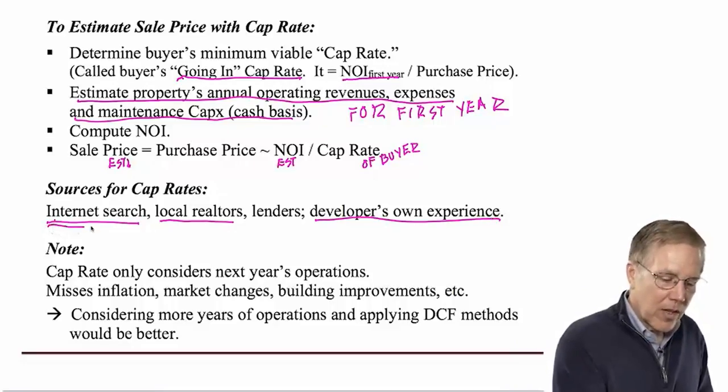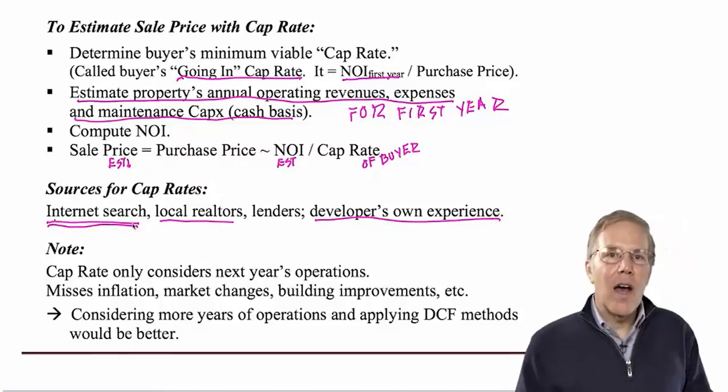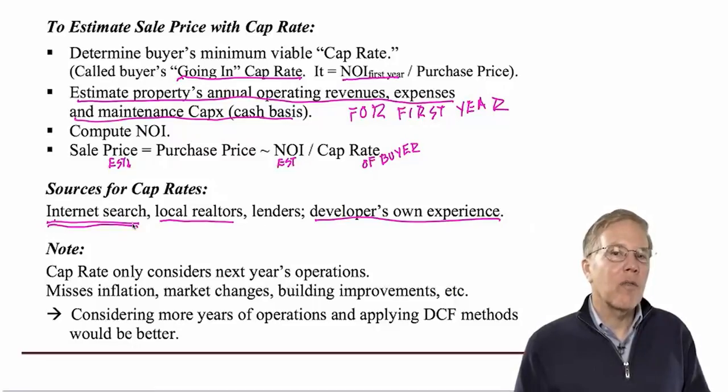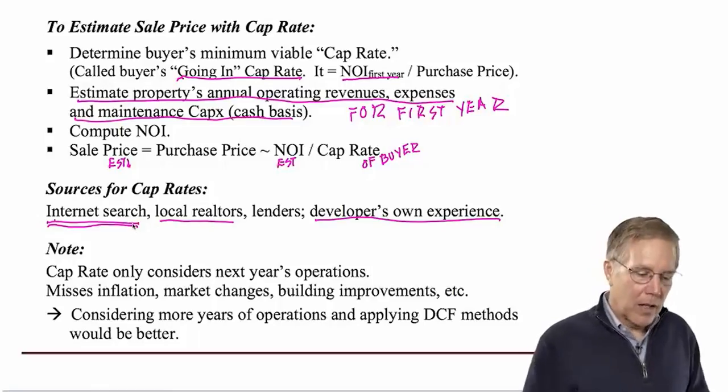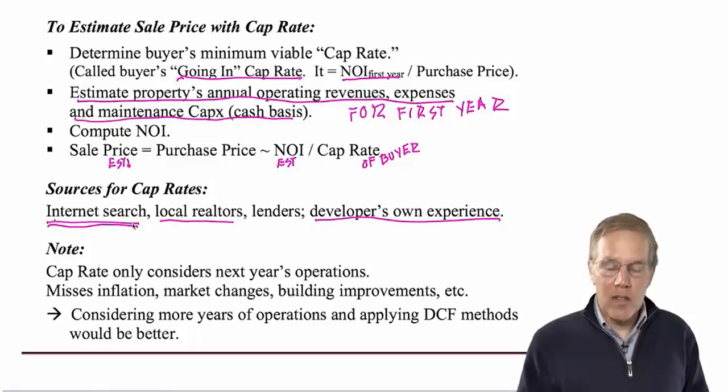I actually have to come back to internet searches because there's an incredible amount of cap rate information on the internet. If you look for cap rates of Class A office space in Manhattan, for example, as a Google search, you'll probably find 4 or 5 pretty good sources for that. So don't discount, again, the ability to get this information from an internet search.